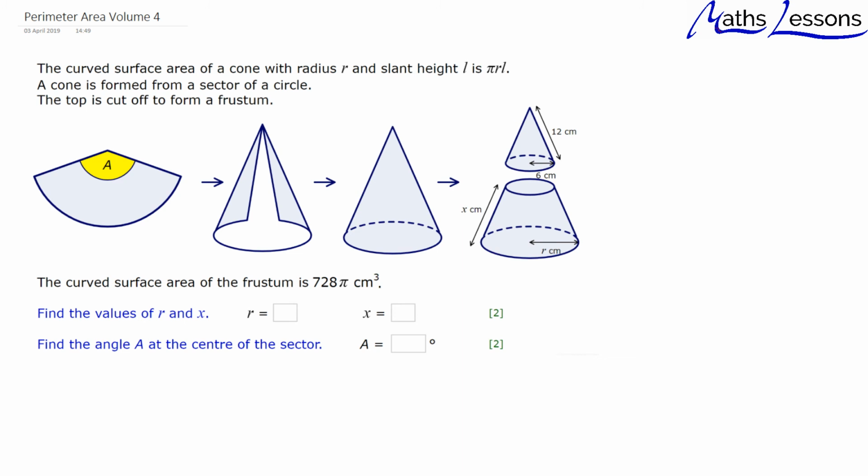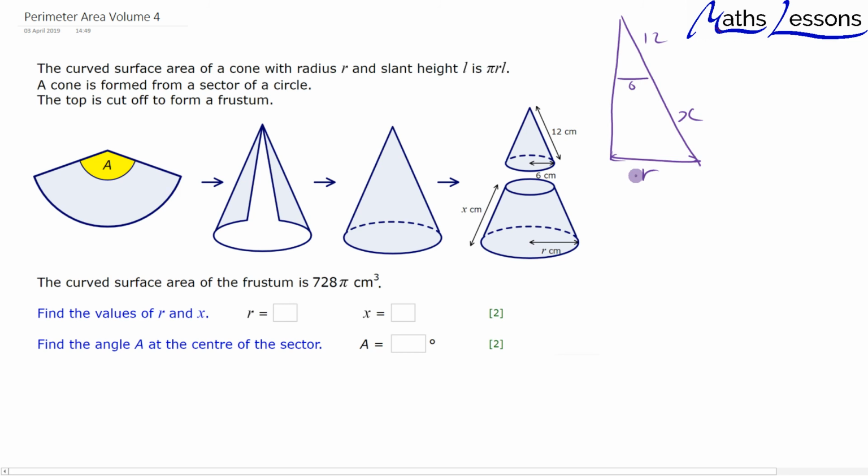Okay, don't worry if you didn't get it out. Let's have a look at this question. Now, the key thing here is to recognize that you have similar shapes going on here. So we've got this triangle here, and we've got this length is 6, this length is 12, this length is x, and then we've got r down here.